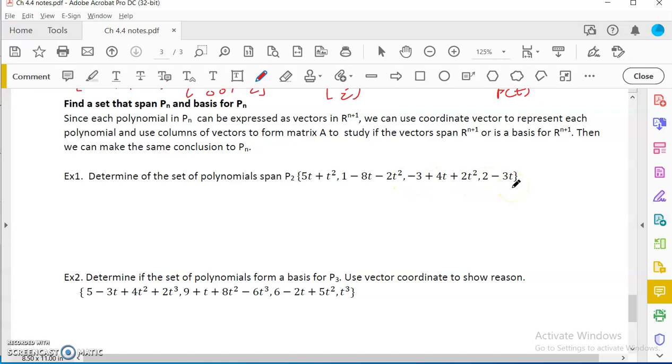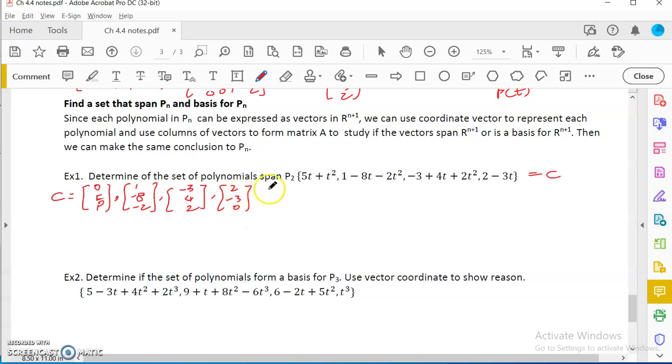To see if it spans P2, we use the coordinate vector. So we write the vectors as, let's say this set is C. C would be isomorphic to the vectors 0, 5, 1, then 5, 1, 1... -8, -2, then -3, 4, 2, right? Just get all the coefficients. And also there's a fourth one, 2, -3, 0, right?